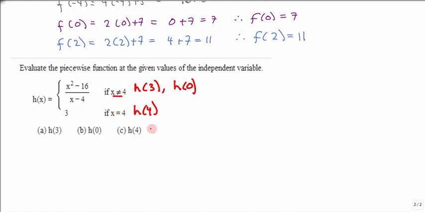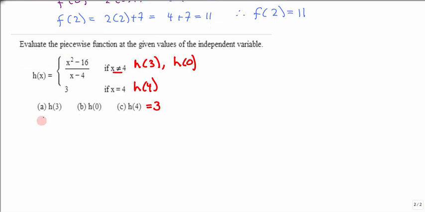Now notice this is just a constant, so this is just equal to 3. I know that one already. So let's go ahead and evaluate these by hand. I won't worry about graphing this one by hand because it's a pretty complicated function. It's a straight line with a hole in it, and we'll look at the graph here in a second.